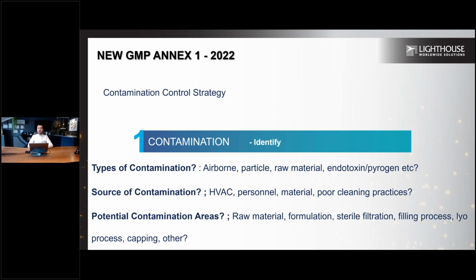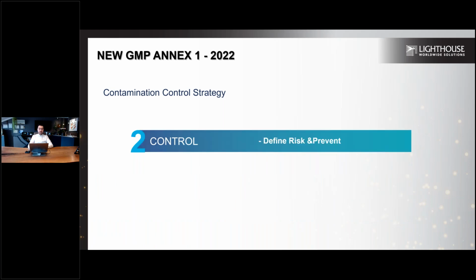What are the potential contamination areas? This could be starting from raw material all the way to the finished product: the formulation, sterile filtration, filling process, and if you have a lyophilization process, then the capping, and all other attributes depending on your system design. So it also includes all the product and personnel flow within the process.